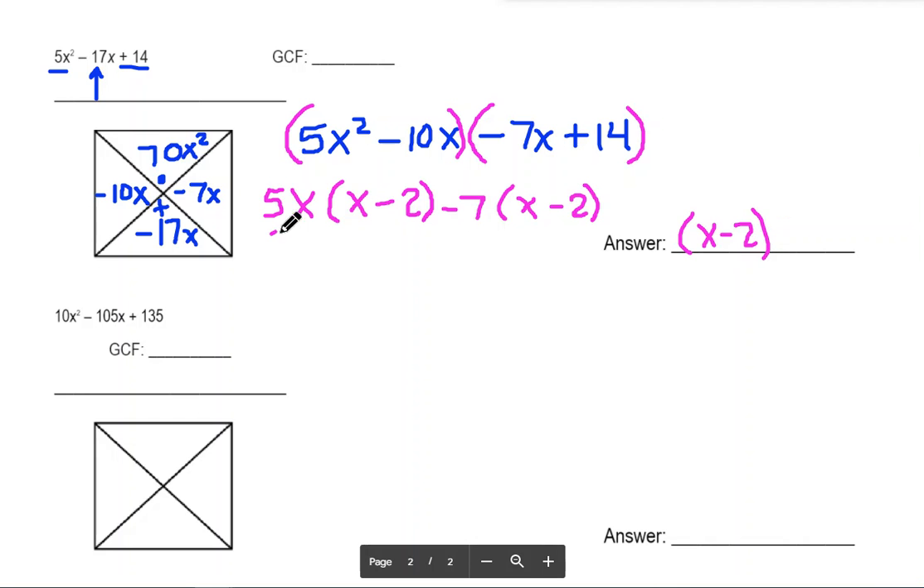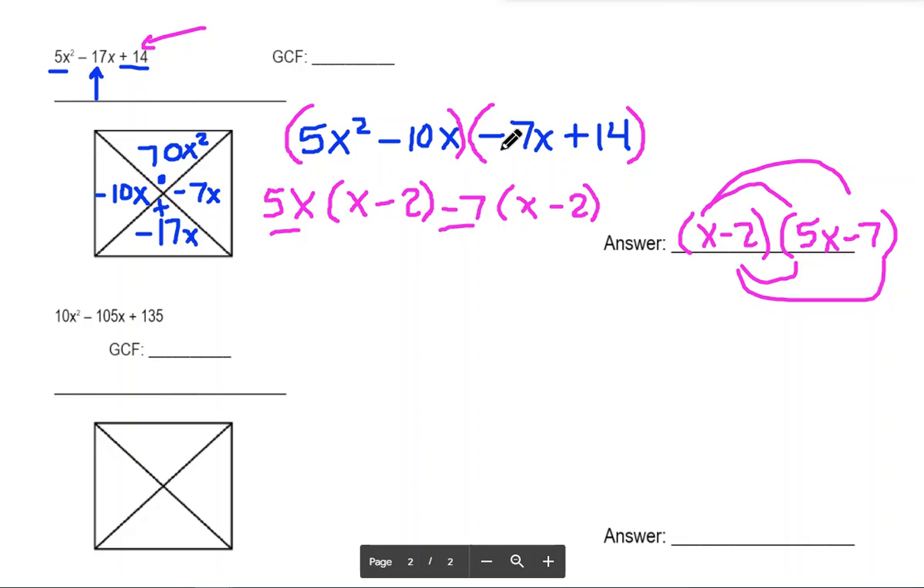And then whatever is left over, this and this, are also part of our answer. So 5x minus 7. Okay? So that's our answer. And if we always wanted to check, we could always do something like FOIL to check our work, and it'll get us back to this, right?